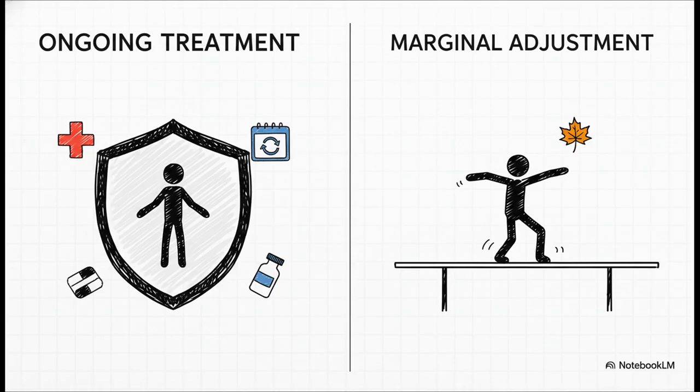First, that you're getting ongoing medical treatment, like therapy or meds, that helps you function. And second, you have to show something they call marginal adjustment. It's a fancy term that just means you have a very minimal ability to adapt to change. You're barely holding on, and any small change in your routine could cause you to fall apart.